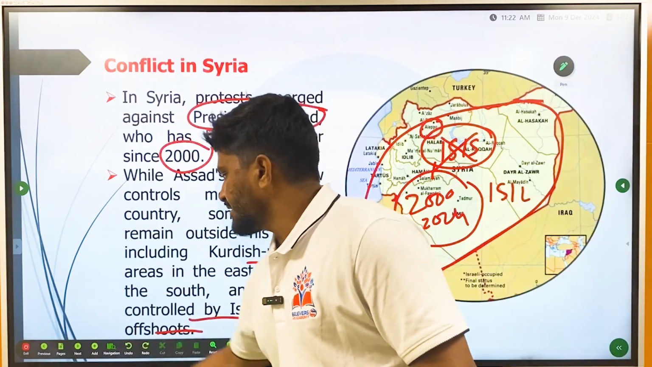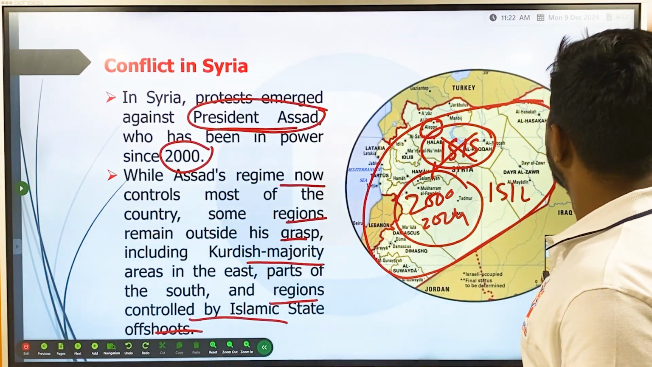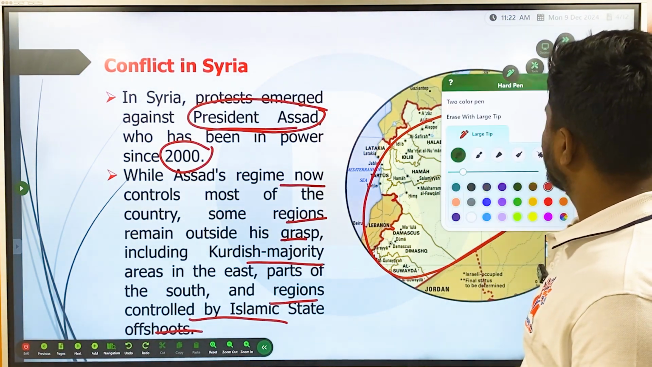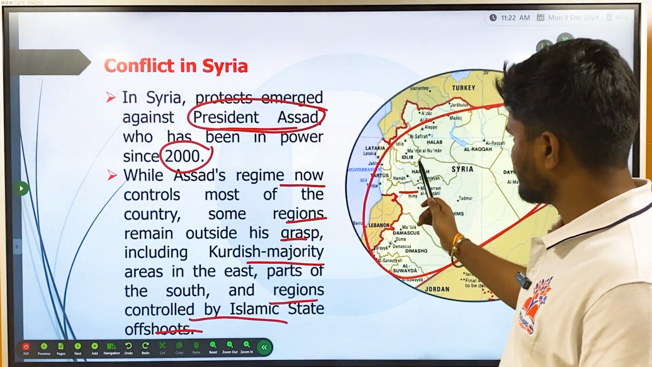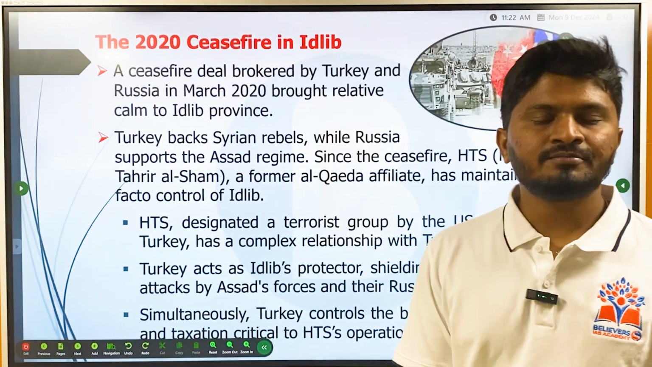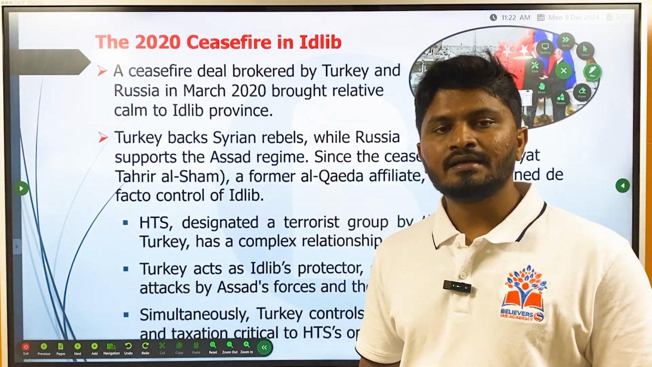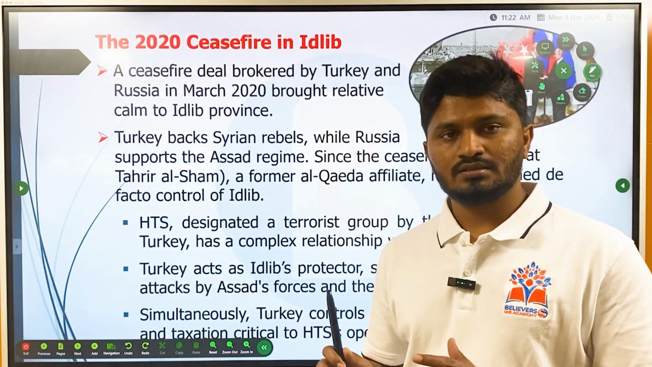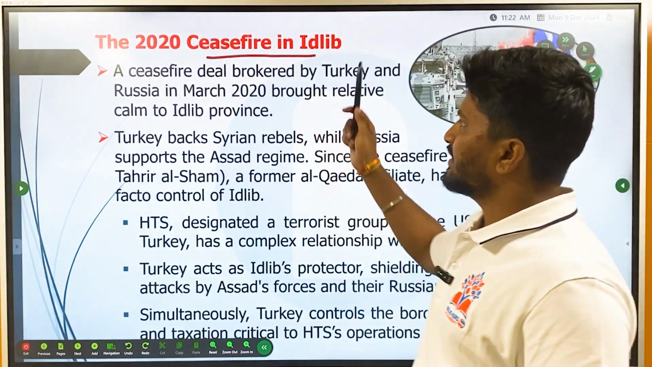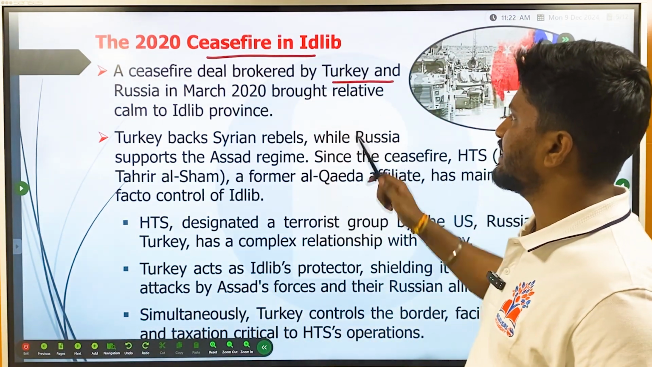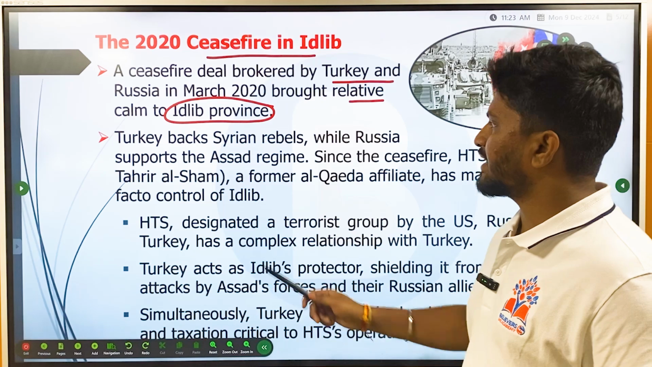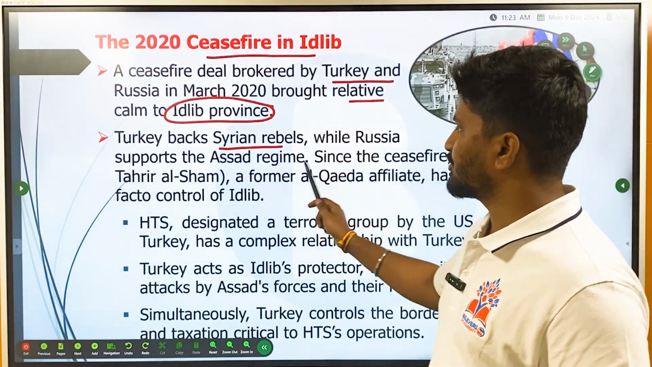Idlib is a region in Syria. There was a large scale fight between rebel groups and the government, and in order to stop this war between the rebel groups and the government, there was a ceasefire. In March 2020, a deal brokered by Turkey and Russia brought relative calm in the Idlib province. Turkey backed Syrian rebels, whereas Russia supports the Assad regime.